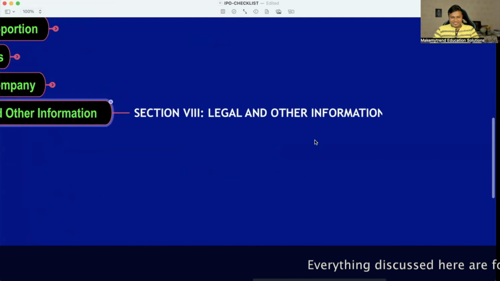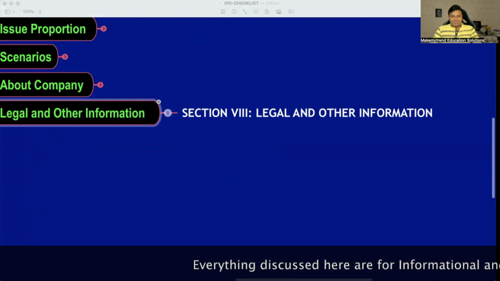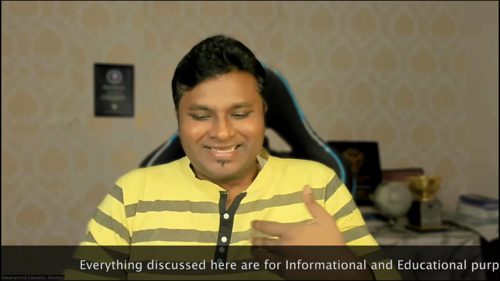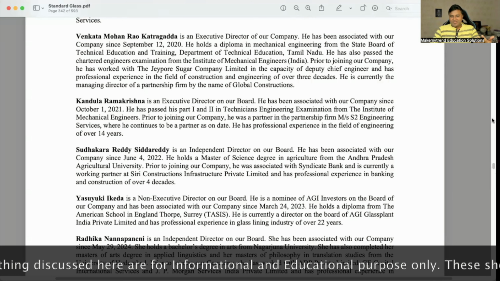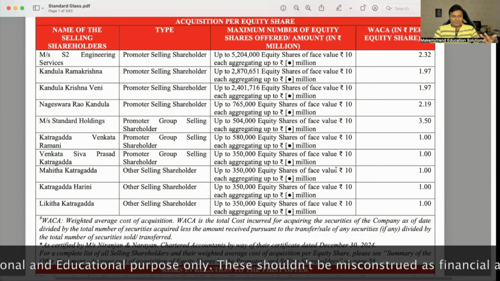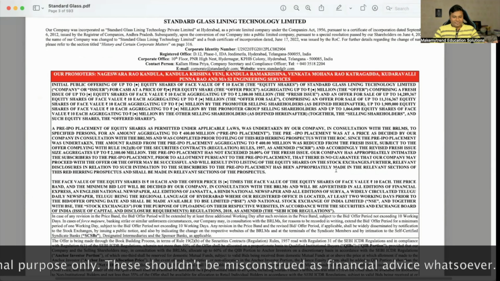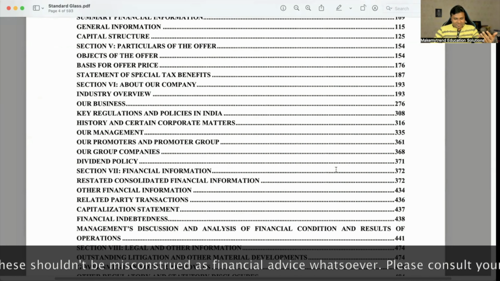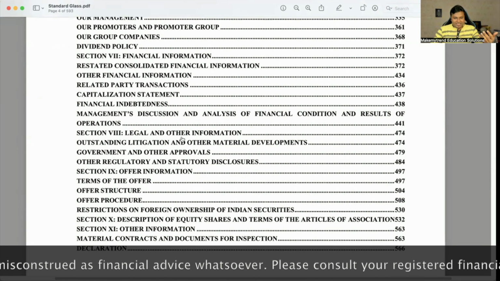So when you go to the section called legal and other information, you will come to know about what the litigations are for that particular company. When you go to the table of contents, we will be able to find the place where you can find out what the litigations or all the legal things are. So this is the section. The section is nothing but legal and other information.